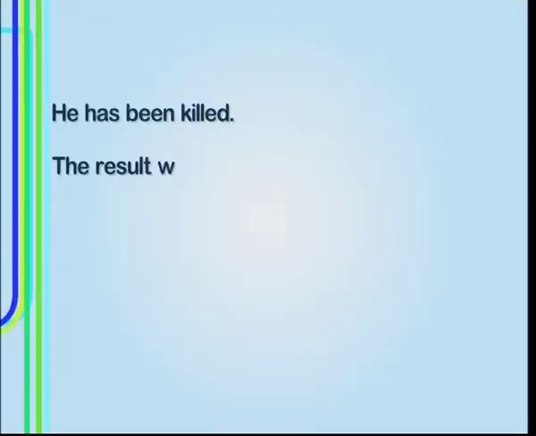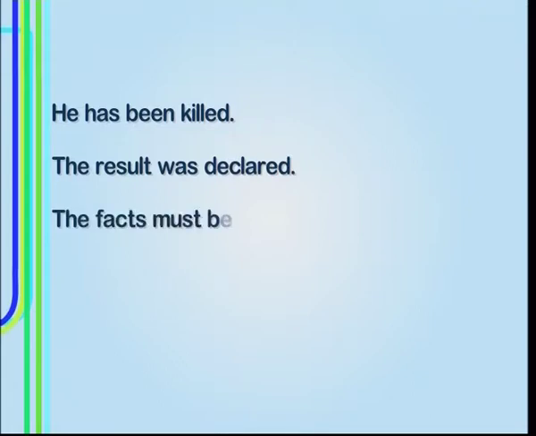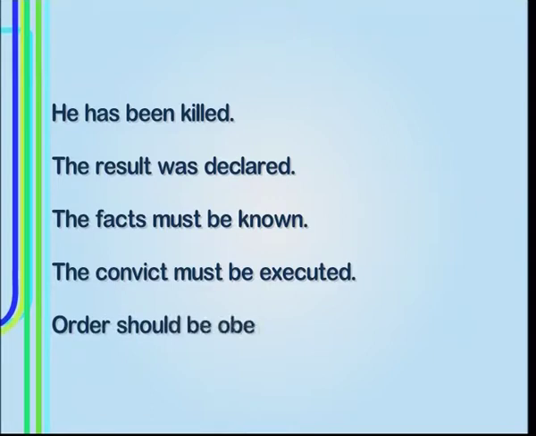Passive voice is generally resorted to when the person or thing responsible for the action is less prominent or is vague, unknown or indefinite. He has been killed. The result was declared. The facts must be known. The convict must be executed. Order should be obeyed.